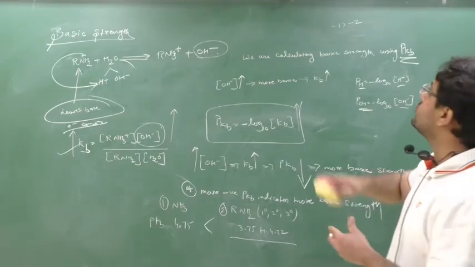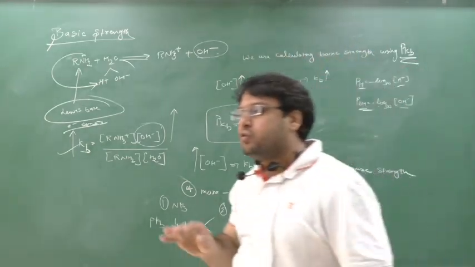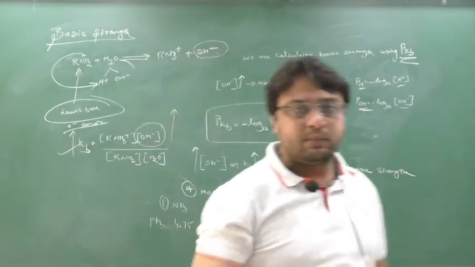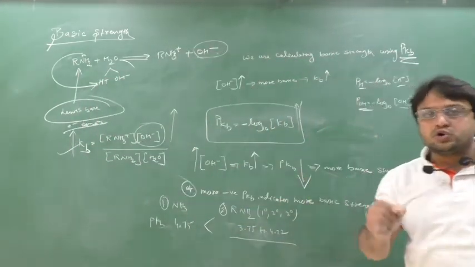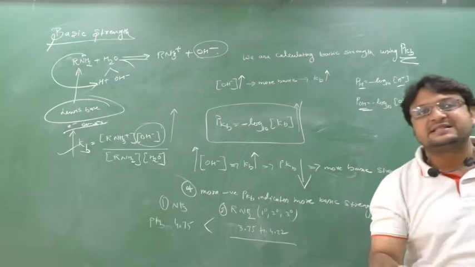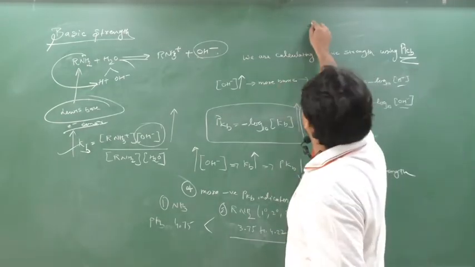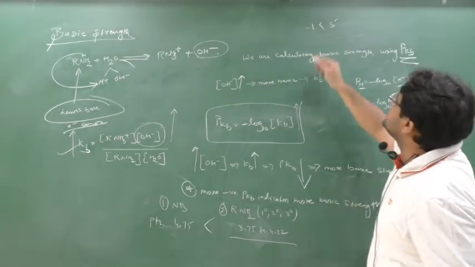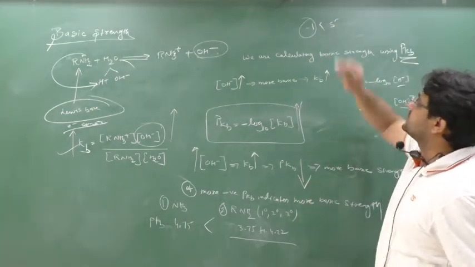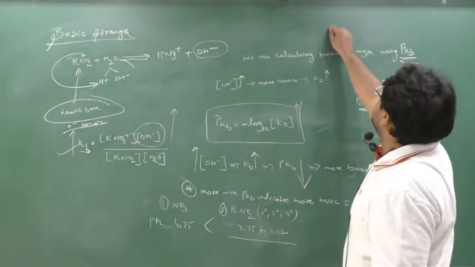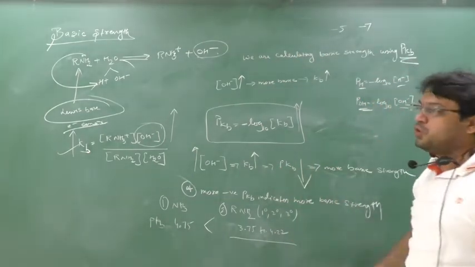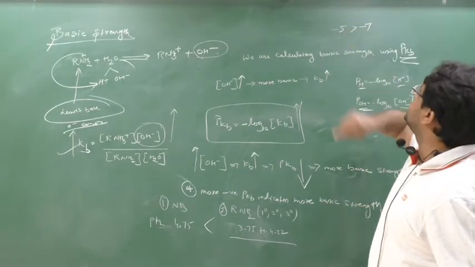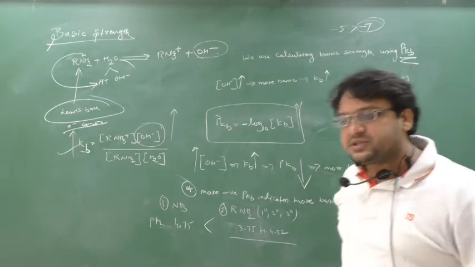In short, PKB should always be lesser. The compound whose numerical PKB value is less has more basic strength. The compound whose PKB value numerically is less, that is more basic. Suppose -1 and 5, who has the lesser value of PKB? -1 is less, meaning this will have more basic strength than this. Suppose I write -5 and -7, who has more basic strength? Numerically -5 is more than -7, so -7 will have more basic strength.